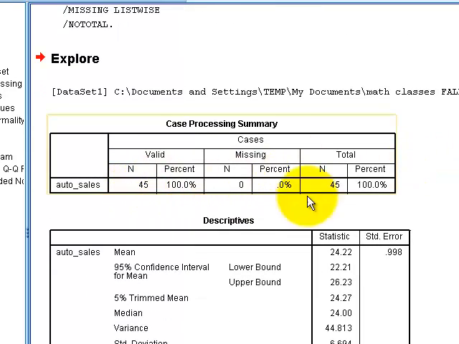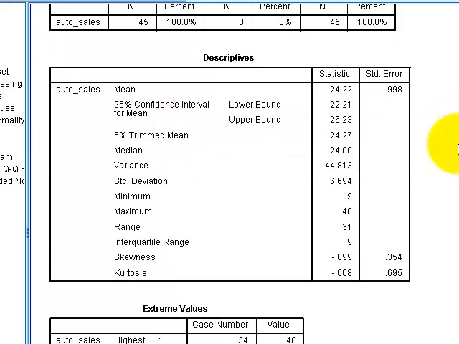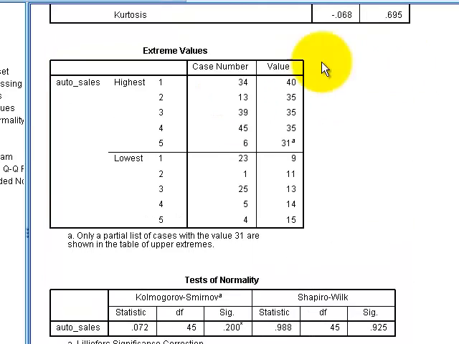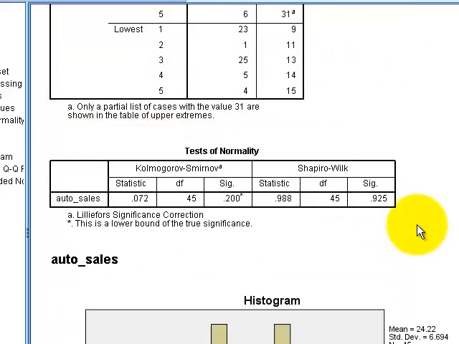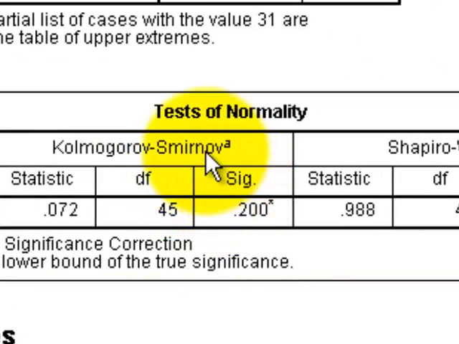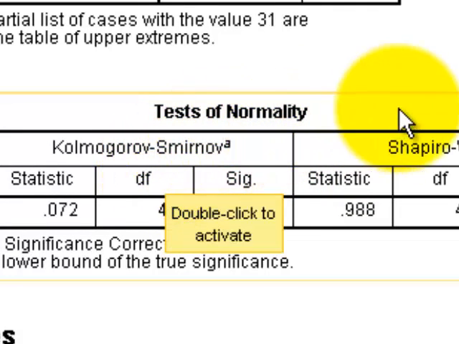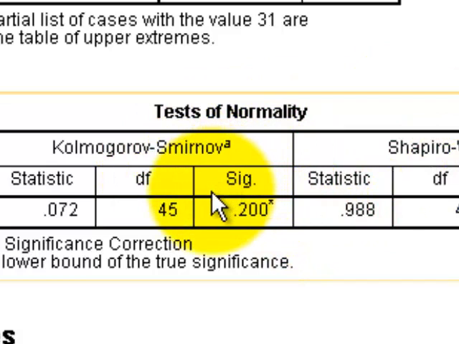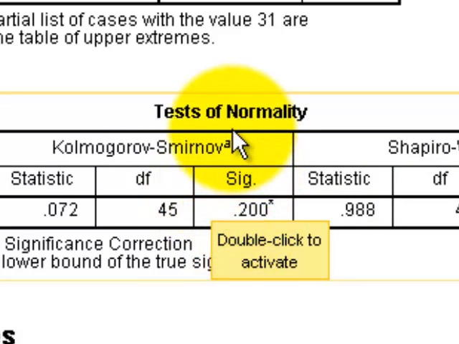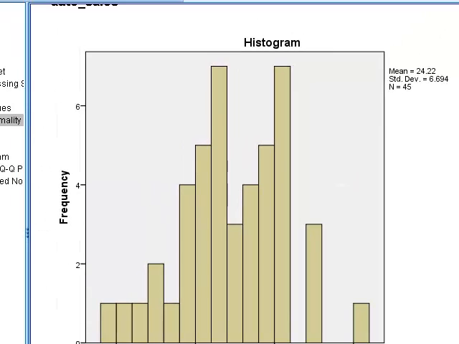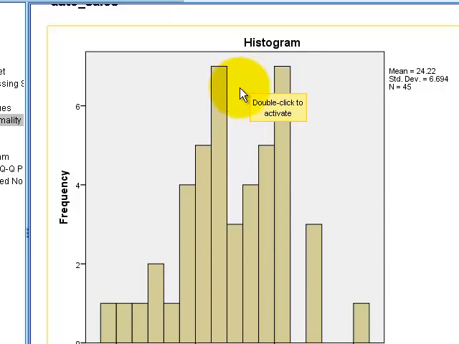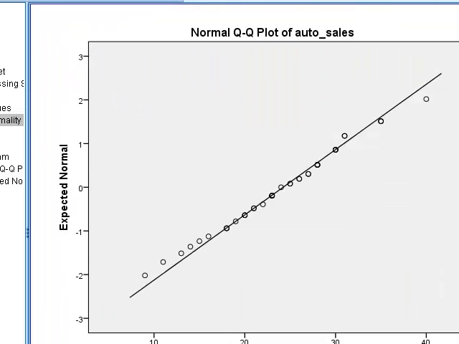Okay, so there's 45 people. Don't need the mean. Extreme values. And, okay, there's our test for normality right there. So the Kolmogorov-Smirnov test, because this is not less than 0.05, that means that we have not violated the assumption of normality. And there's our histogram. Not perfect again, kind of kurtotic, right? That means that kurtosis means there's either too few or too many in the middle. But it's close enough for me.